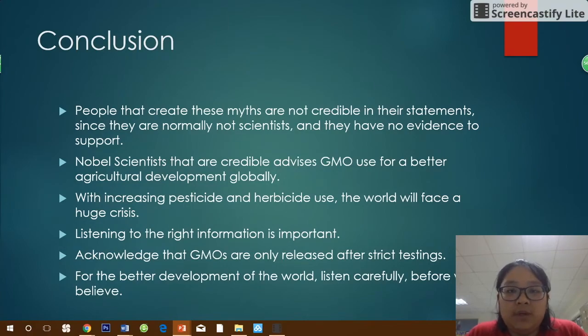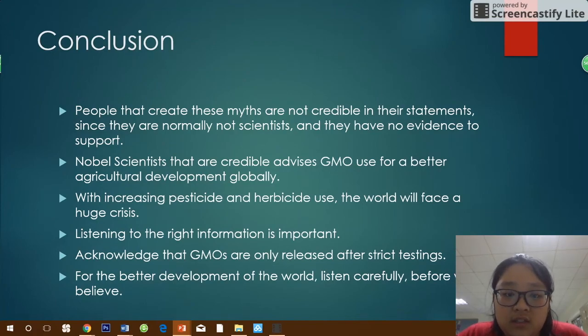With increasing pesticide and herbicide use, the world will face a huge crisis. Through using GM crops, we will decrease this pesticide and herbicide use, and it will help the world overcome this huge crisis. Listening to the right information is very important because if we believe in the wrong information that has no scientific sense, then it will create more people that believe in the wrong thing.